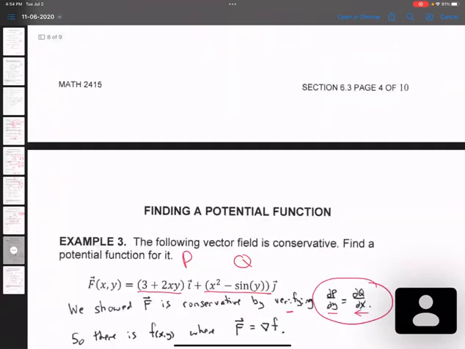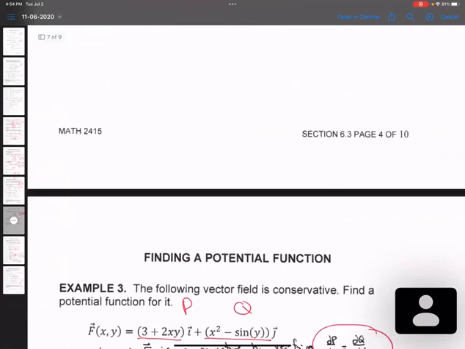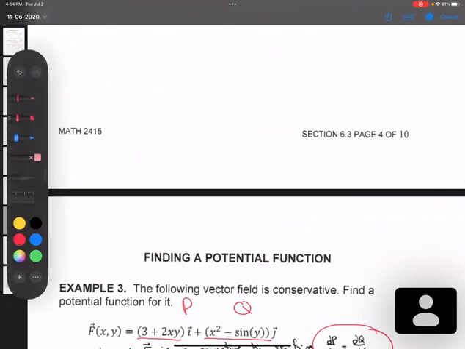So we're gonna do this example. If you get that vector field, okay? It's saying that this vector field is conservative. So find the potential function for it.